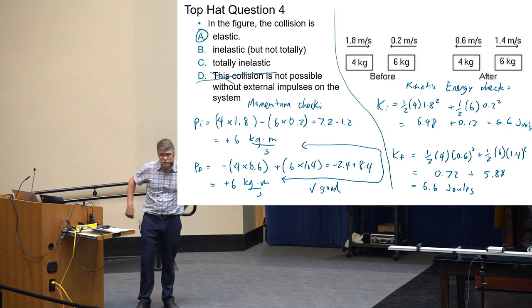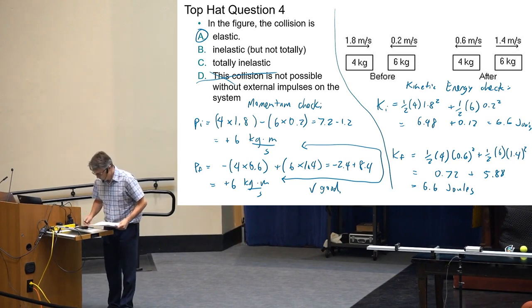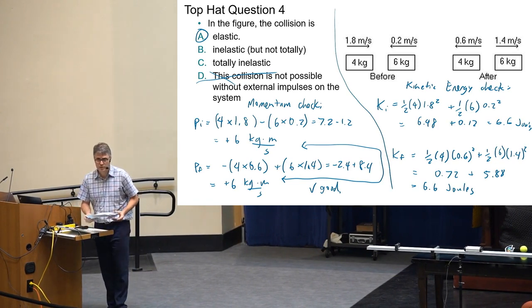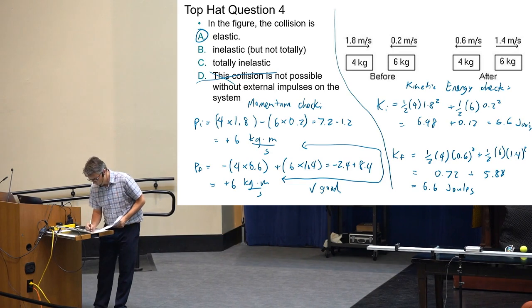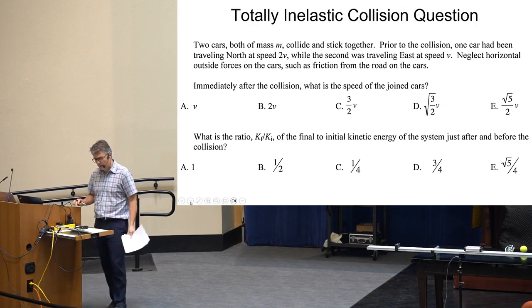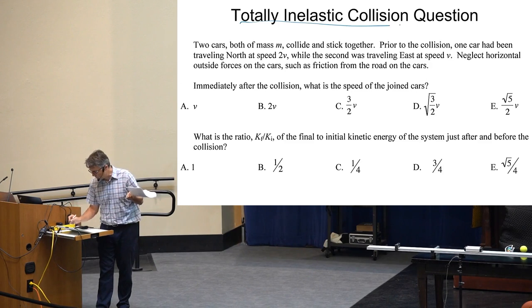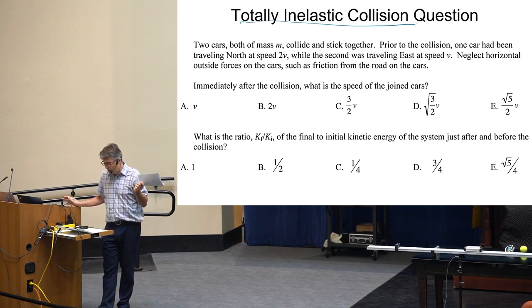Okay. So well done. I'm going to do a couple more examples for you, so you kind of see how these things go sometimes on test questions. We have that term test 2 coming up. Let's say we've got 2 cars, both of mass m, they collide and stick together. So this is a totally inelastic collision. Prior to the collision, one car had been traveling north at speed 2v, while the second was traveling east at speed v. So again, neglect the external impulse.